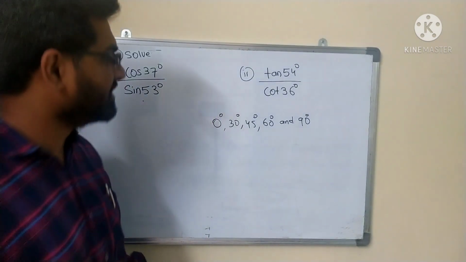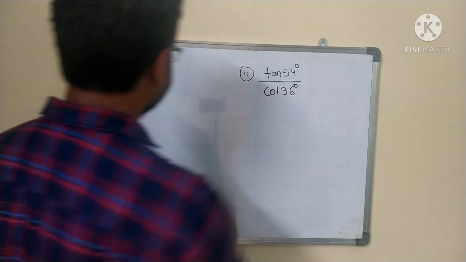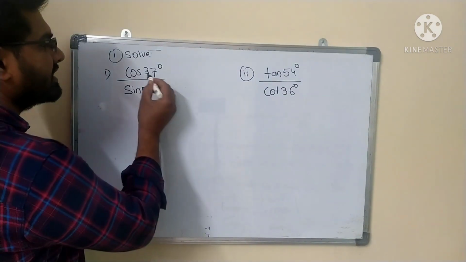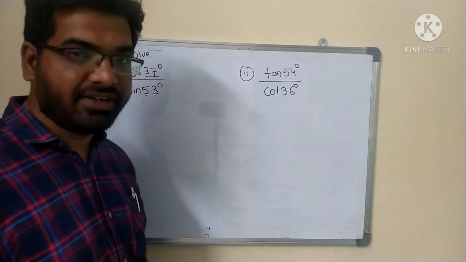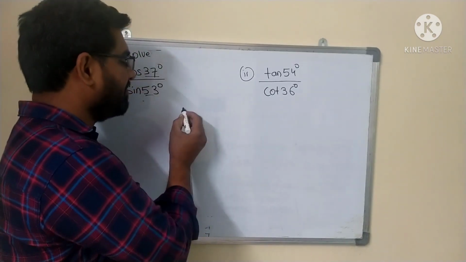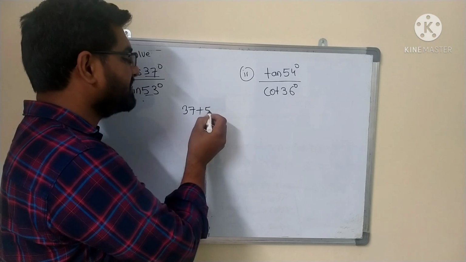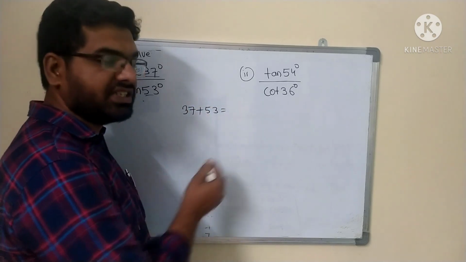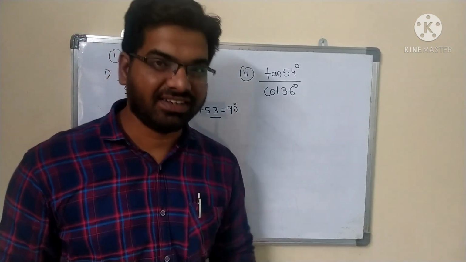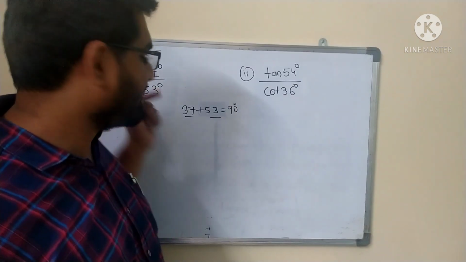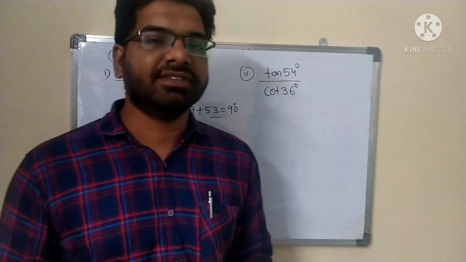What are complementary angles here? See here, 37 is not a standard angle, 53 is not a standard angle. But if I add them, 37 plus 53 is nothing but 90 degrees. So that means the sum of these two angles are complementary angles. दोनों को अगर आप ऐड करते हैं तो देखिए वो complementary 90 डिग्री से.